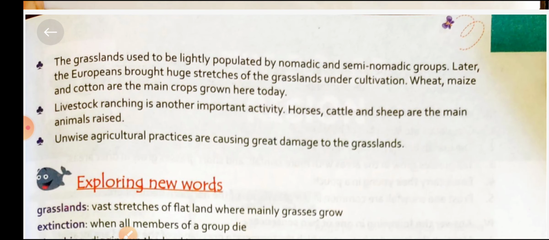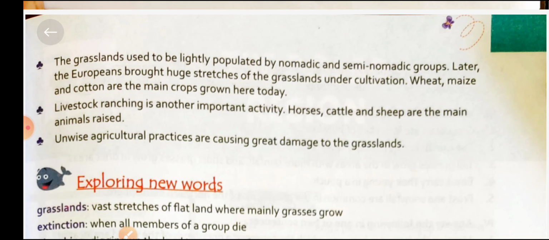The grasslands used to be lightly populated by nomadic or semi-nomadic groups. Semi means half. It means that they were used to different modern means of tools, so they are also called semi-nomadic. They used modern tools and also lived in forest.